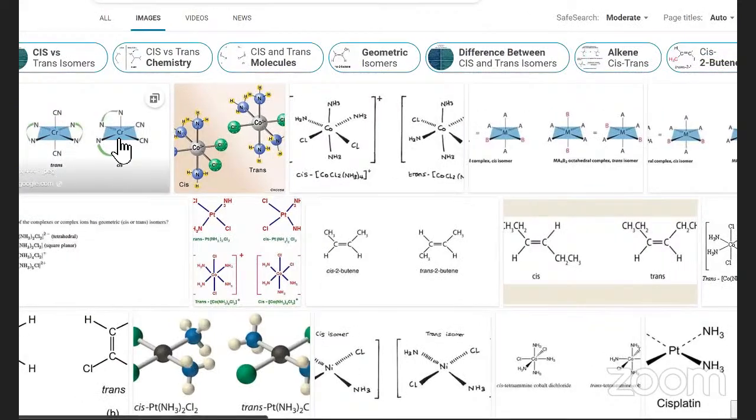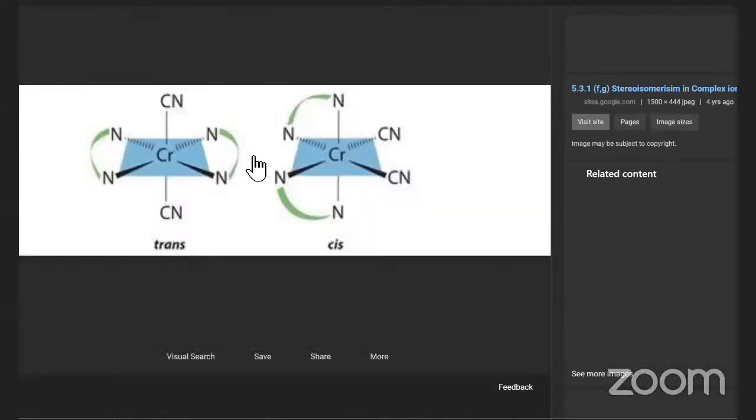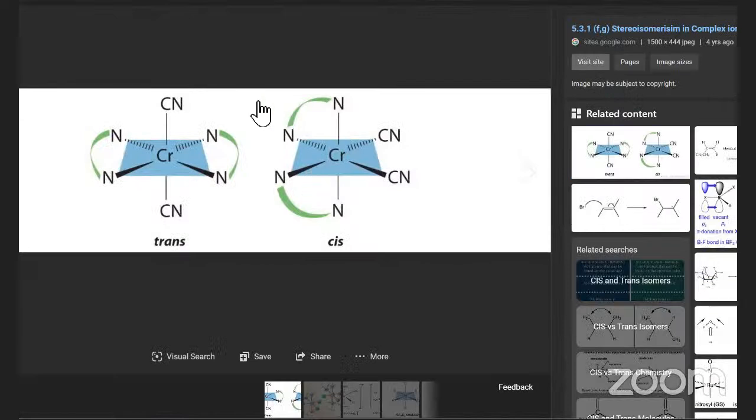For example, in octahedral complexes, you can have 4 ligands of one type and 2 ligands of some other type. They could be opposite to each other, which would make an angle of 180 degrees. That's a trans complex. Or you could have 4 ligands, exactly the same arrangement, except that the 2 CN ligands might be next to each other. So that's going to be your cis version.